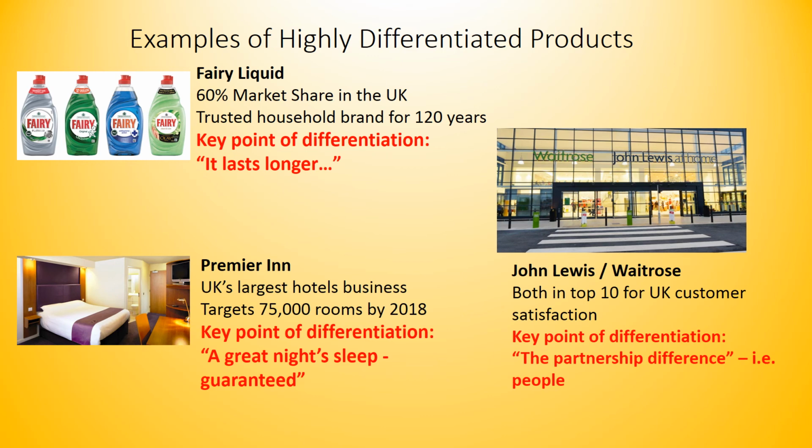And then there are Waitrose and John Lewis. Both of them are in the top 10 for customer satisfaction. So in other words, people are happy with them. They are the partnership. They work together and people love to go to them and they love to actually be seen buying in them because it comes with a little bit of prestige as well.